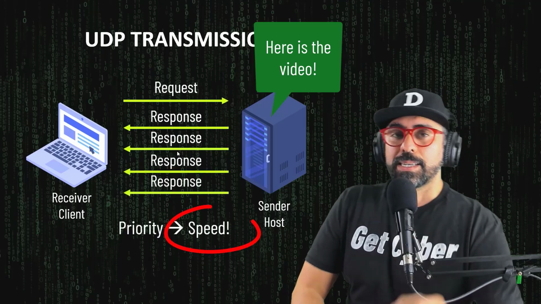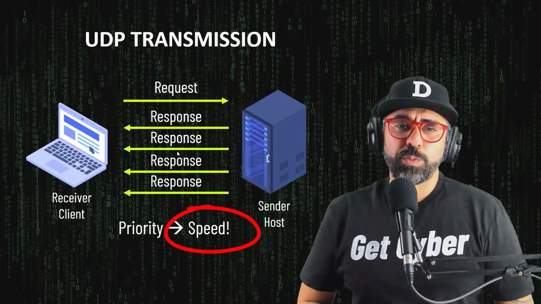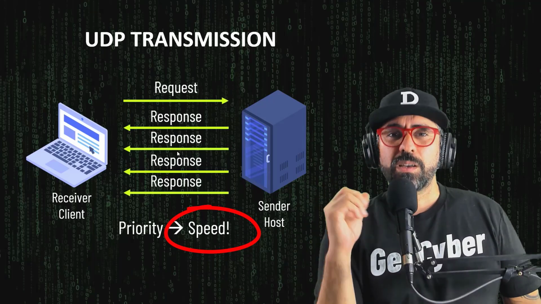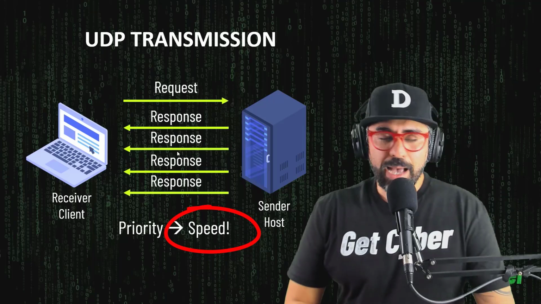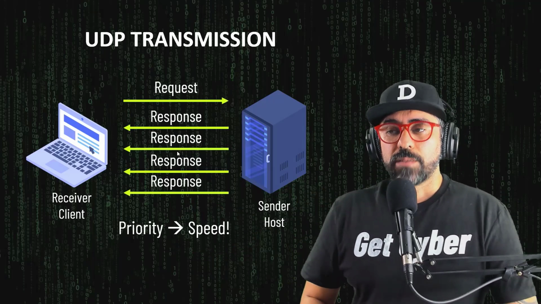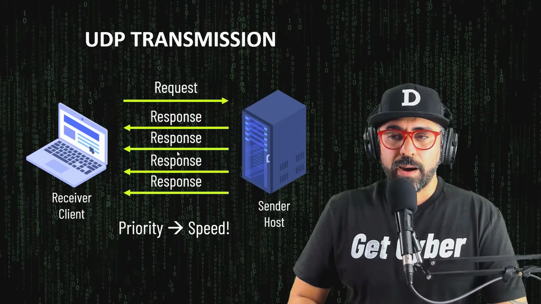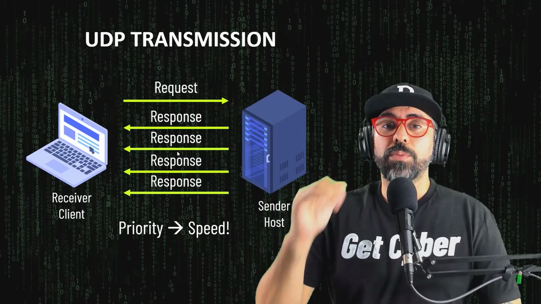As you can see, the priority is not reliability, but speed. So UDP transmissions are very important. It's the second most popular transmission protocol out there. And it has to do with, let's say, phone, video, things like that, right? Where you don't really care about the reliability, but you really care about the speed.